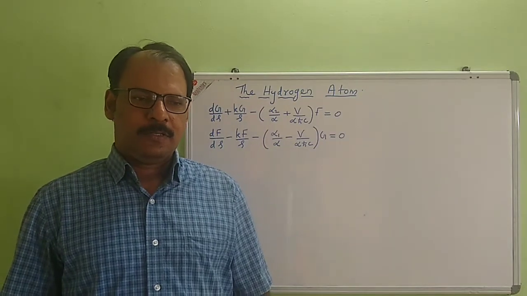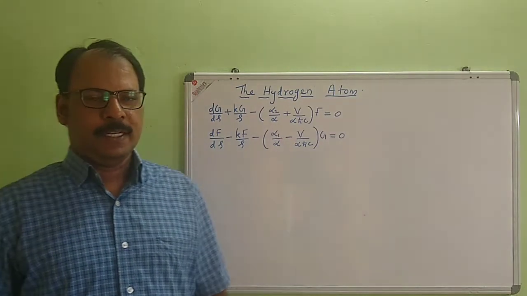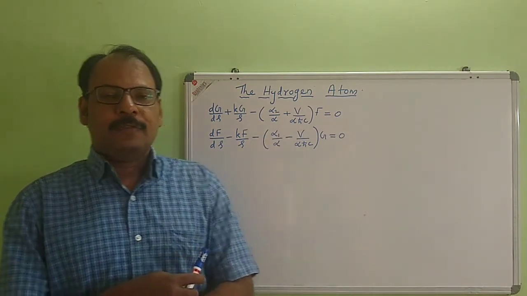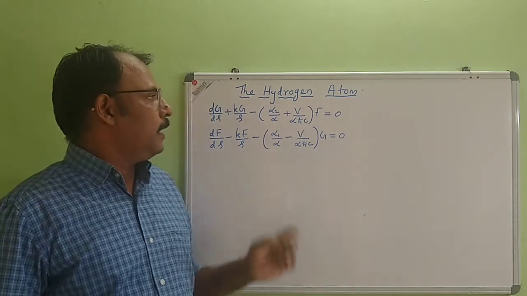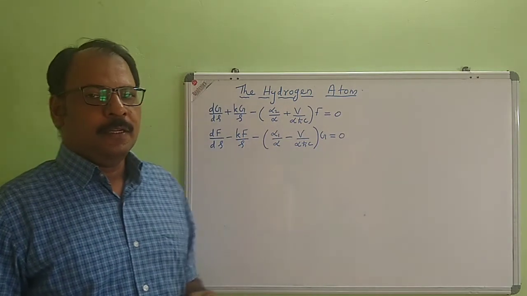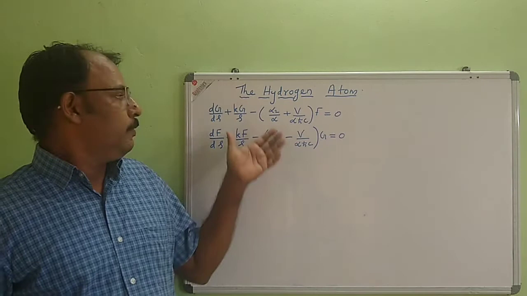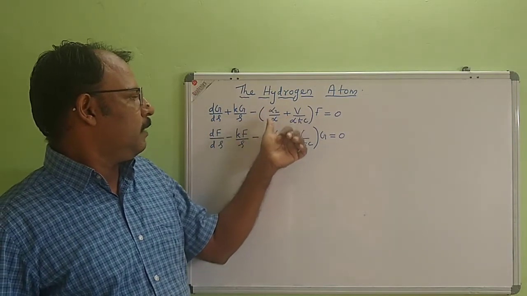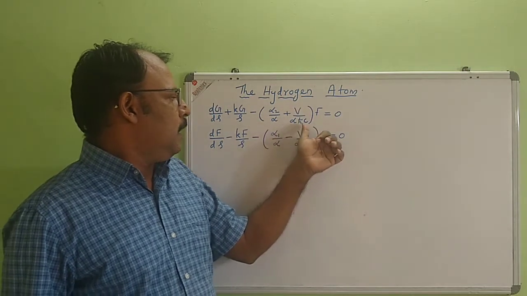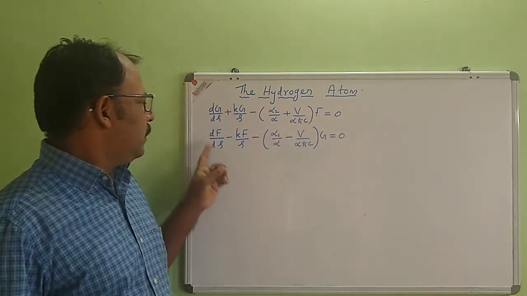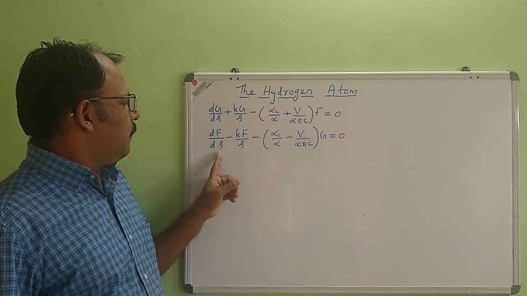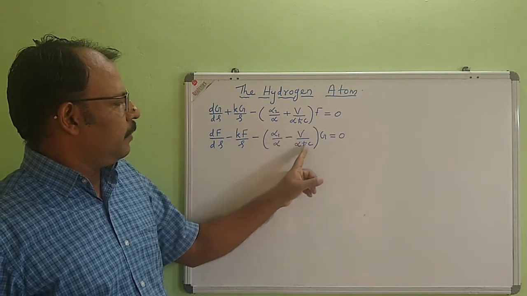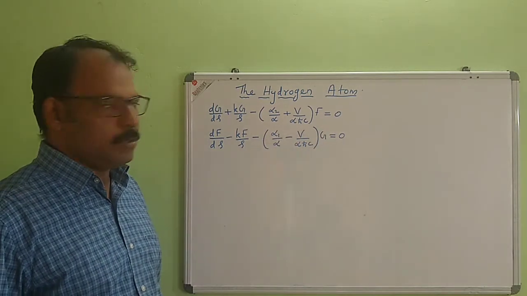Good morning all. In the last class we have studied the Dirac relativistic wave equation in the case of central field, and we have obtained the radial part of the equation as dg by d rho plus kg by rho minus (alpha 2 by alpha plus V by alpha h bar c) f equal to 0, and we got the second equation df by d rho minus kf by rho minus (alpha 1 by alpha minus V by alpha h bar c) g equal to 0.